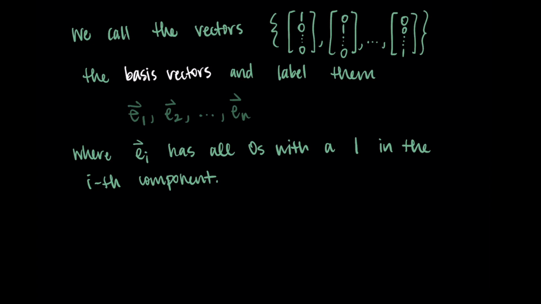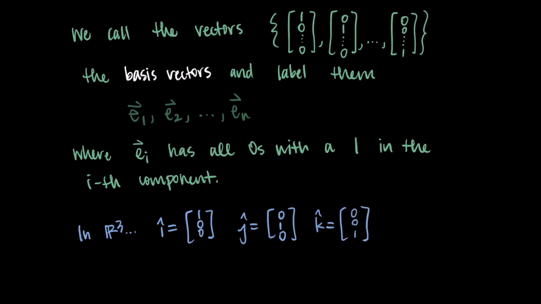So if you've worked with vectors before in maybe a physics or a calculus setting, you've probably seen this in 3 dimensions with i hat, j hat, and k hat. So i hat would be the vector 1, 0, 0, j hat would be the vector 0, 1, 0, and k hat would be the vector 0, 0, 1. So these are our basis vectors in R3, where i hat is E1, j hat is E2, and k hat is E3. They just use different names in different settings. So we can have these vectors E1 through En as our basis vectors in whatever dimensional space we're in.